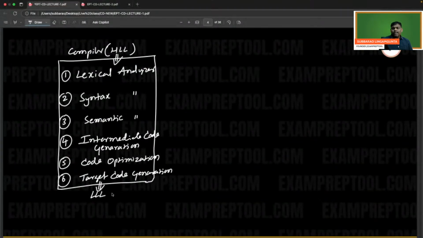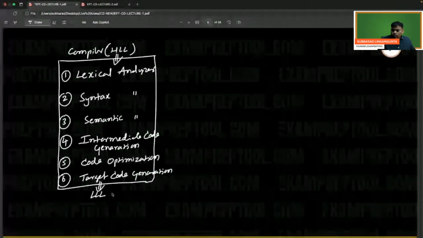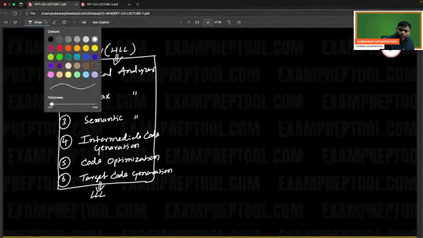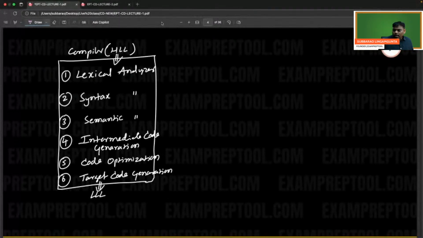Lexical analyzer, syntax analyzer, semantic analyzer, intermediate code generation, code optimization, target code generation. They are divided into some functions. Okay, now observe clearly. When our class is going on, if I want to store anything, I will store it on the board.